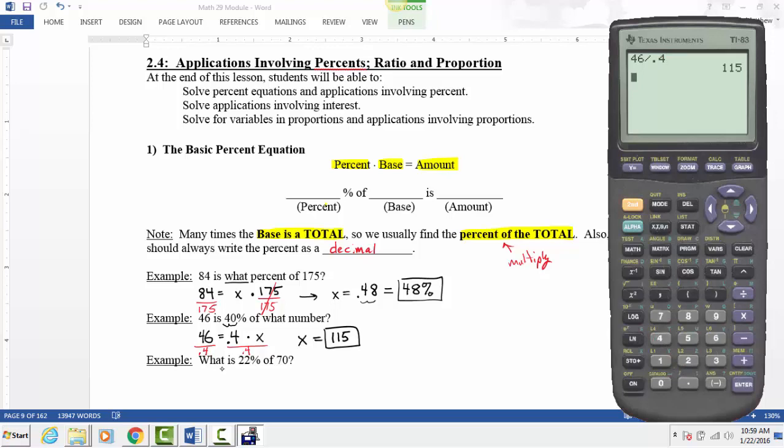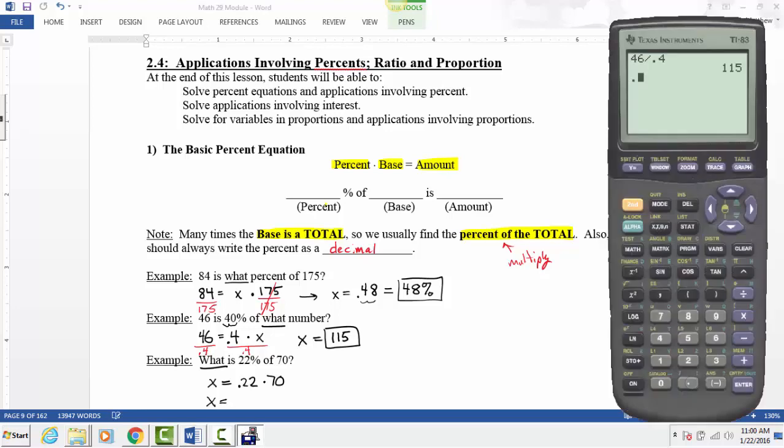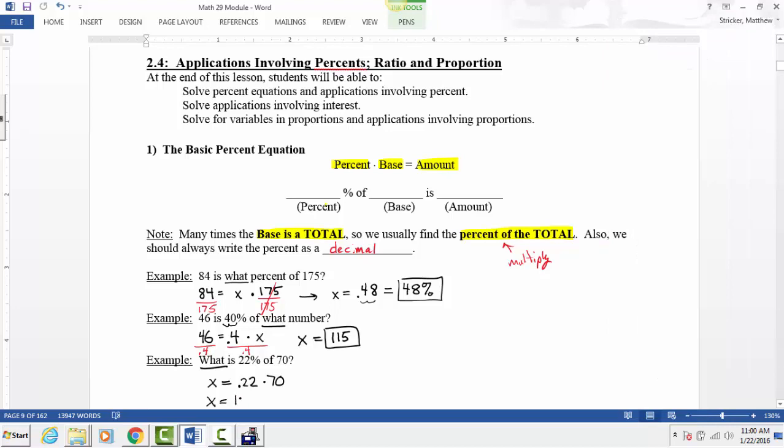Okay, the last one: what is 22% of 70? The what is the x, we don't know. Anytime you see what, that's the x. So x equals 22%, move that decimal place, so it's 0.22, of, that's multiply, 70. There's nothing to solve for. The x is already by itself, so we're just going to go ahead and multiply. Bring back up your calculator. 0.22 times 70, or 22% of 70, is 16.94. Now you have your answer.